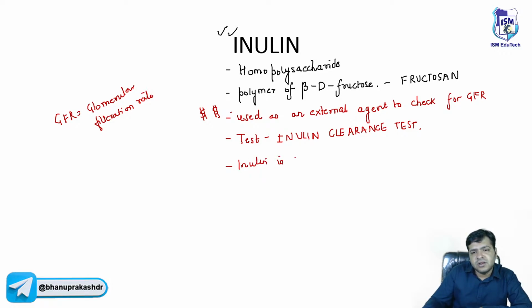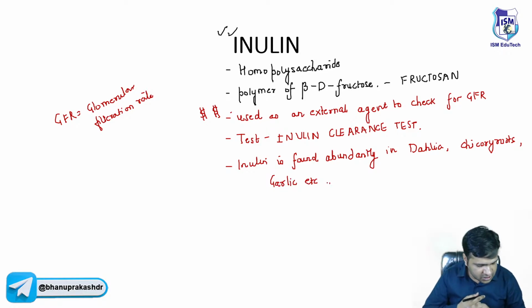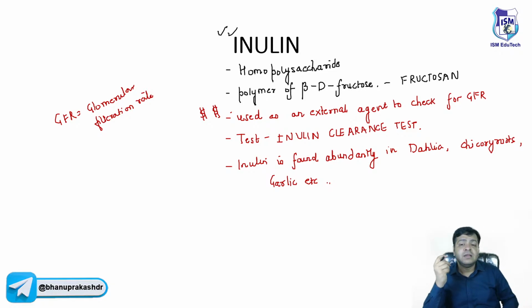Okay, inulin is found abundantly in dahlia, chicory roots, garlic, and much more. Yes, inulin is found abundantly in dahlia, chicory roots, garlic, etc.